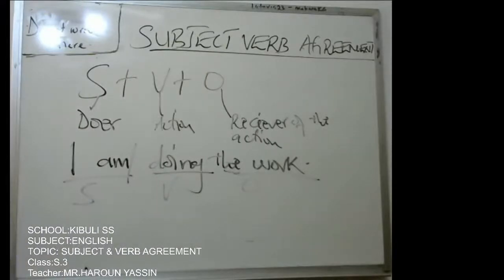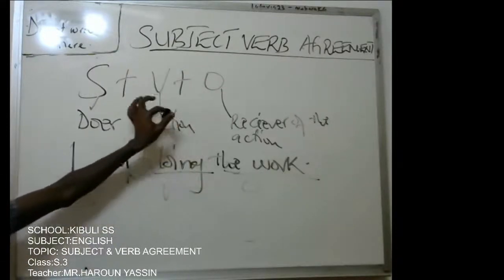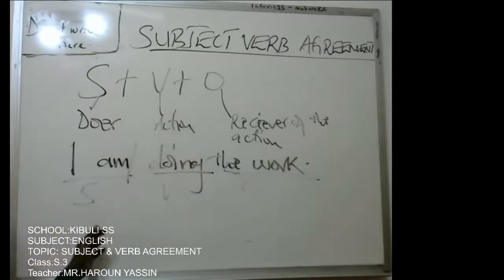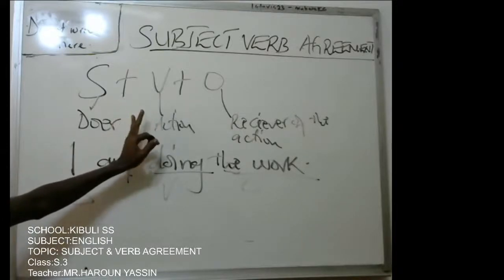A simple English structure should have these three components. If it misses out on one of these components, then it ceases to be a sentence. It will either be a phrase, or it will be a clause, or it will simply be a statement, but it will not be a complete sentence.